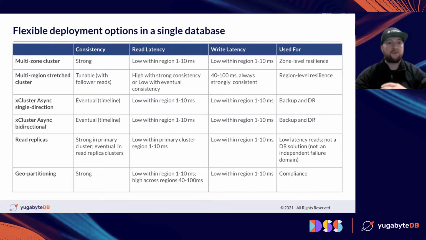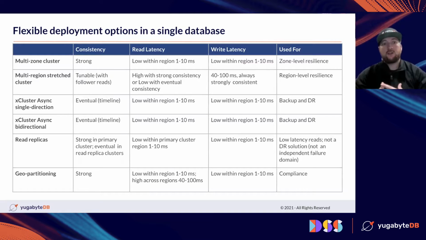Then we have the multi-region stretch cluster. With this, you have the consistency, which you can again tune with follower reads like we talked about, but in general, we have that very strong consistency. Now, for reads and writes, the problem is that you're going to have longer latencies overall because you have to get acknowledgements from nodes that may not be within the same region. But the other good news is you have region level resilience now. So that means you can lose an entire region and still be able to function.